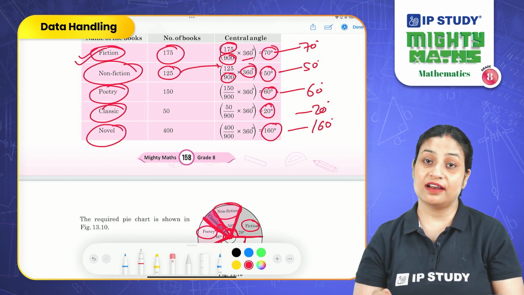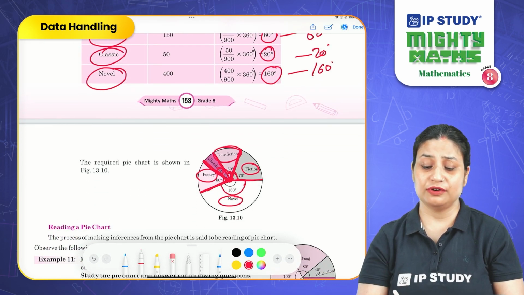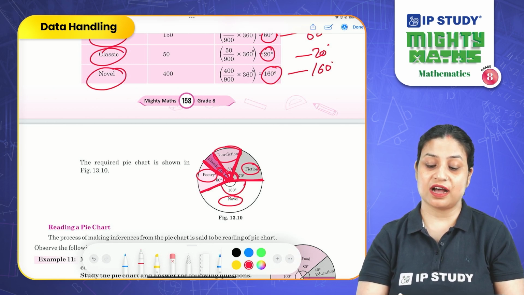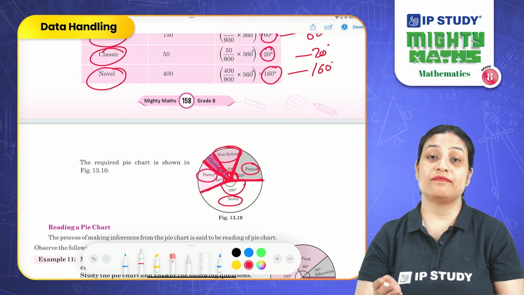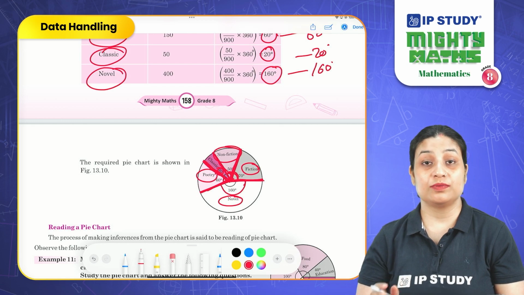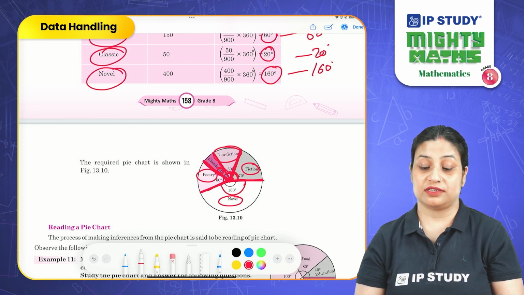Once you get the angle, after that, you have to draw a circle of any radius. Draw a radius first, put the protector over here and start making the angle. When you draw the first angle, then the arm of this angle will be used as the base of the next angle. Like this, you will complete your pie chart. So I hope, students, you have understood how to draw a pie chart, right?